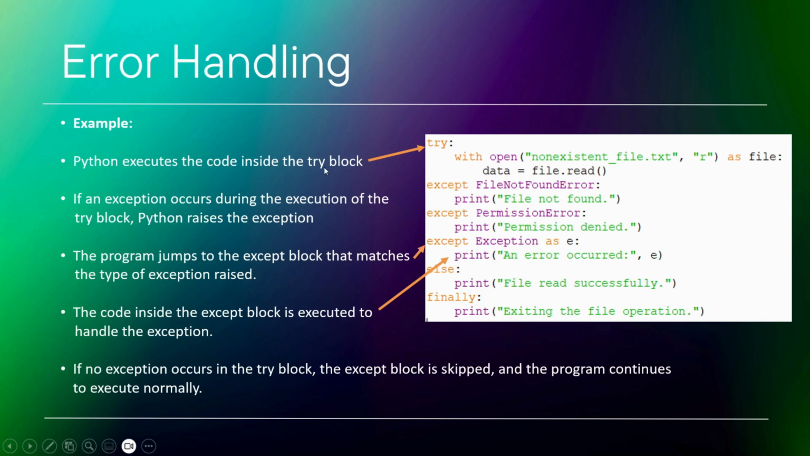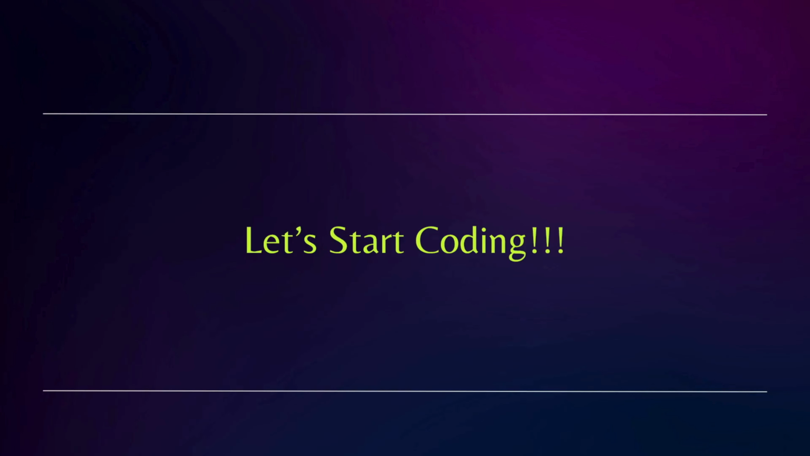So if we go down, Python executes the code, then the exception occurs. If the exception occurs, it raises that exception, and the program jumps to the except block that matches the type of exception raised. Then the code inside of the except block is executed to handle the exception. It could be very simple code, or it could be difficult code, depending on the use case. If no exception occurs in the try block, the except block is skipped and the program continues to execute normally. So let's start coding.